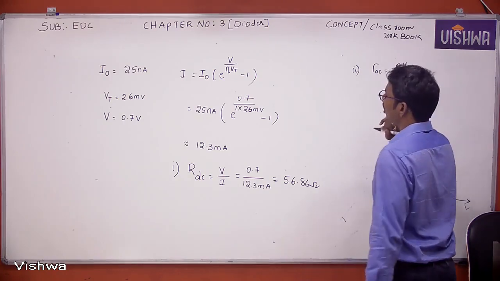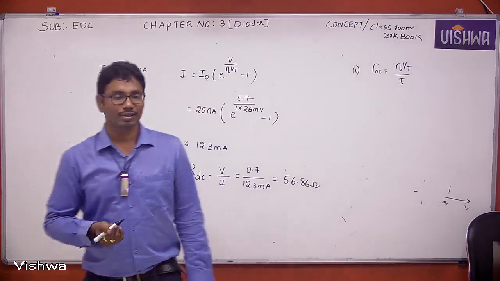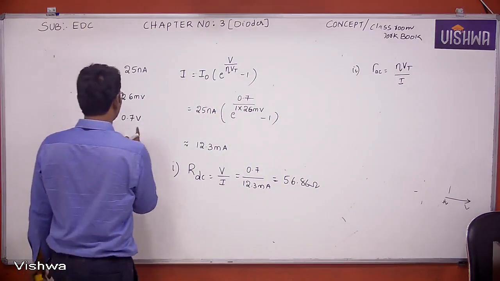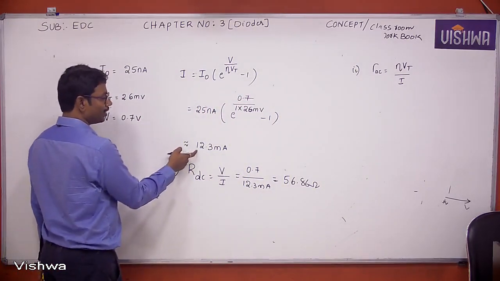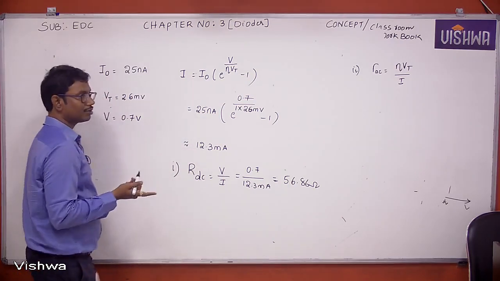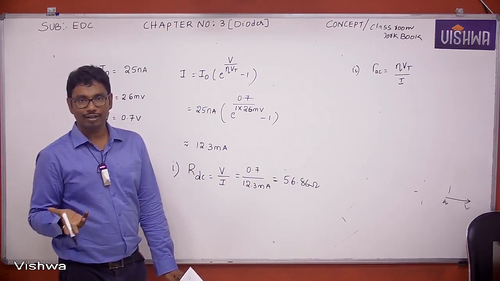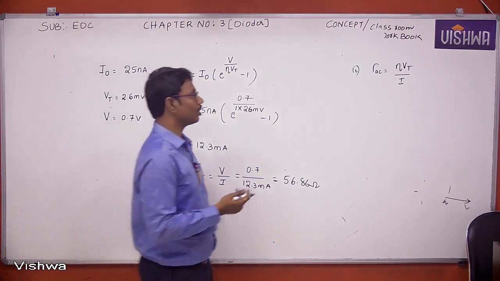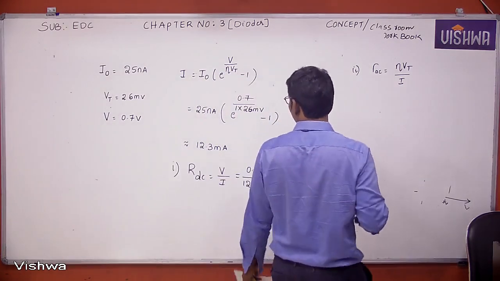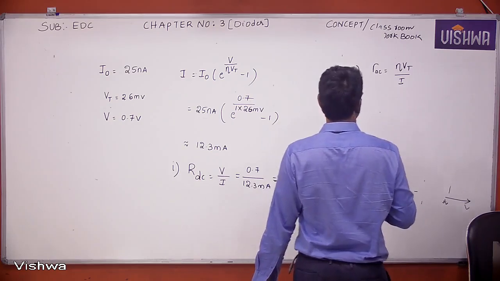You may have a doubt: how do you know whether the given diode is in forward bias or reverse bias? It depends on the V and I values. Here V is positive and I is positive. When the voltage across the diode is positive and the current through the diode is also positive, the diode is in forward bias. In this way we can identify whether a diode is in forward or reverse bias while solving questions.